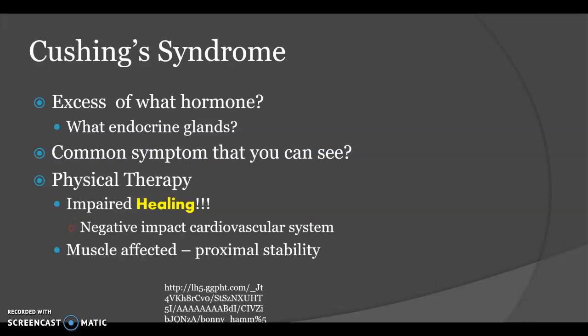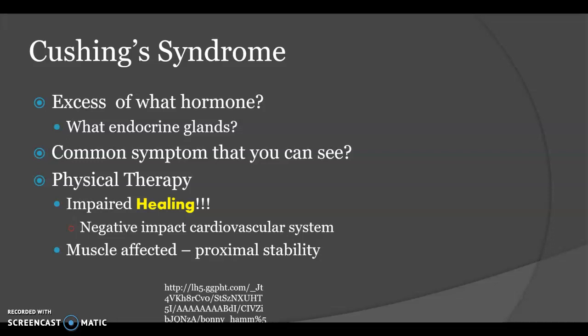Cushing syndrome. Cushing syndrome impacts physical therapy because it impairs a patient's healing, has a negative impact overall on the cardiovascular system, and we'll see that muscle tone will be affected for these patients, and therefore they may have a generalized decrease in muscle strength. We need to work on what's called proximal stability, so we need to make sure that our biggest muscles are strong so that we have enough mobility to do all the things that we need.